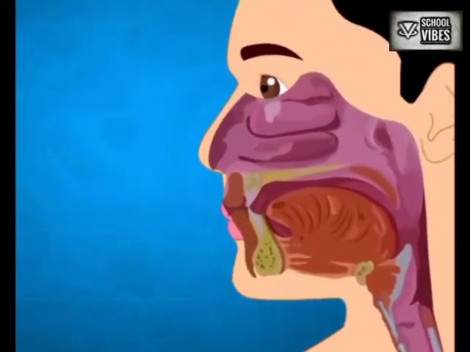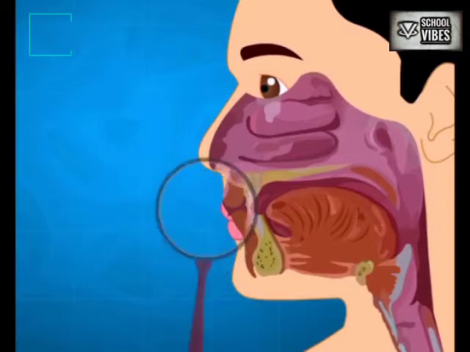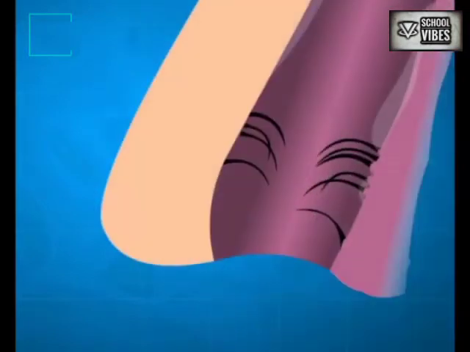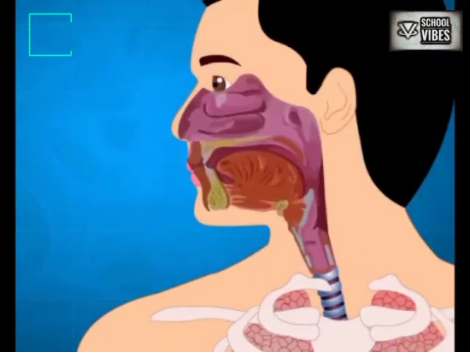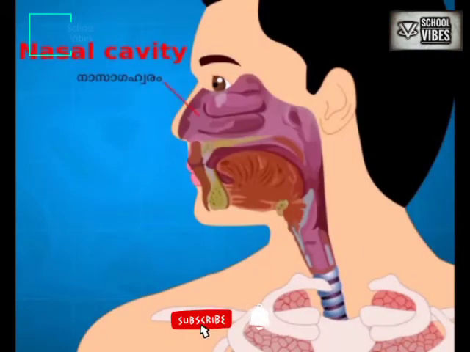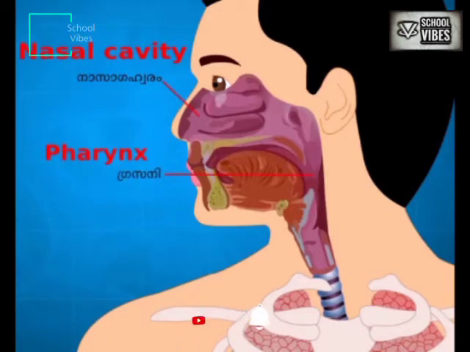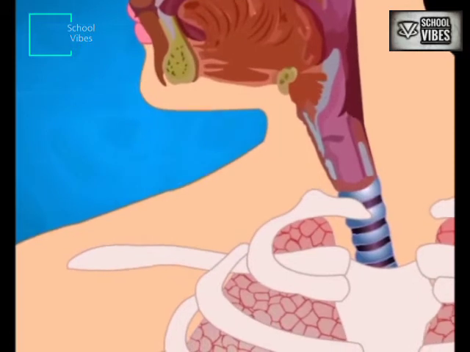Respiratory system starts from the nostrils. Minute hairs and mucus present here prevent the entry of pathogens and dust particles that may enter along with air to some extent. Nasal cavity, which is a continuation of nostrils, opens into the pharynx. Esophagus and trachea begin from the pharynx.